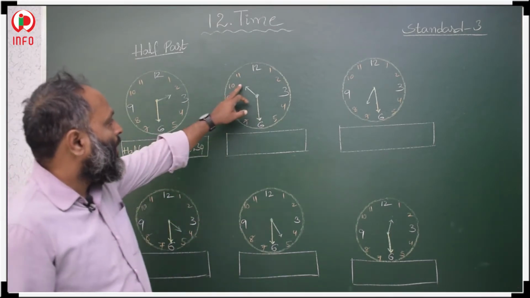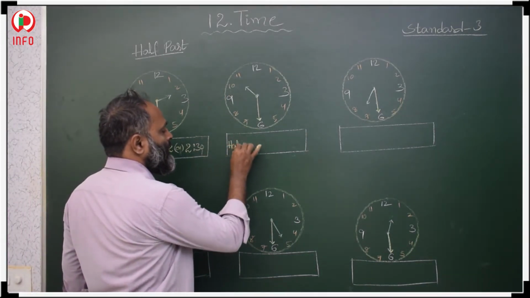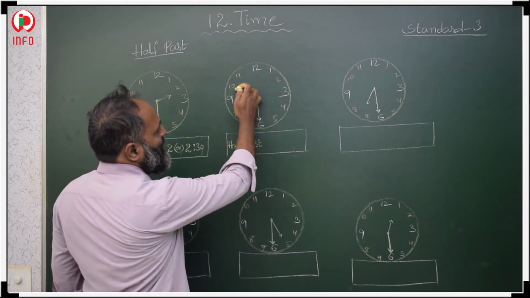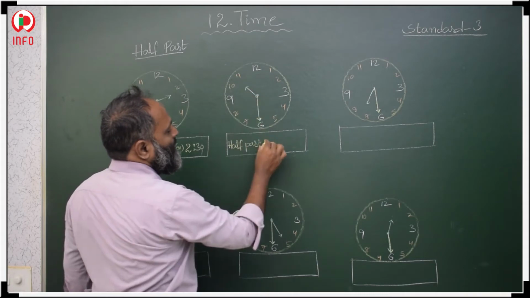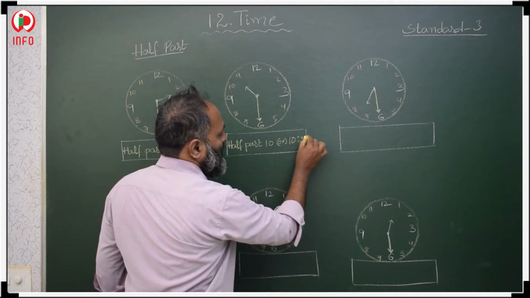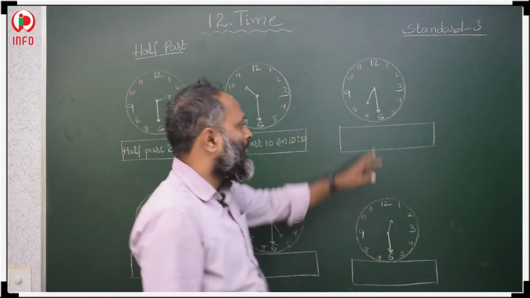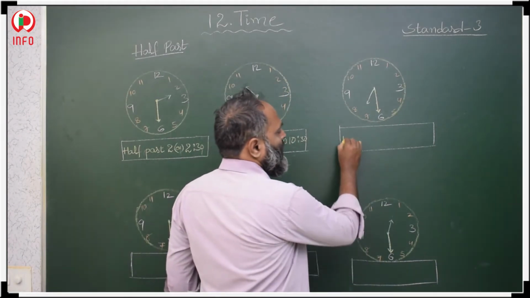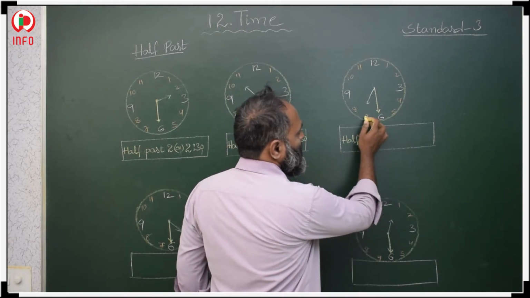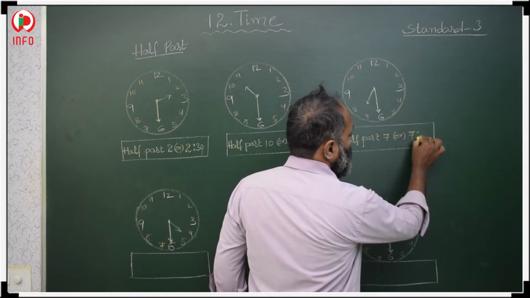Now here, half past 10. The hour hand is in between 10 and 11, so 10. Half past 10 or 10:30. So this is in words, this is in numbers. Here, half past 7, or 7:30.